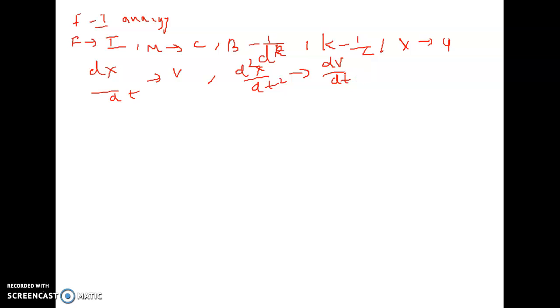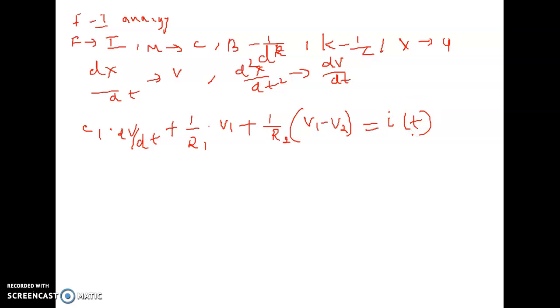Now we have the expressions for the first, x1. We have the expression as m1 into d square x1 by dt square. So m1, that is c1, into dv by dt, plus we have b1. b1 is nothing but 1 by r. So here I have to write 1 by r1 into dx1 by dt, so that is v1, plus we have b2. b2 is nothing but again 1 by r2 into dx1 by dt minus dx2 by dt, that is v1 minus v2, is equal to f of t. f of t is equal to I of t here. So that is the expression in FI analogy.